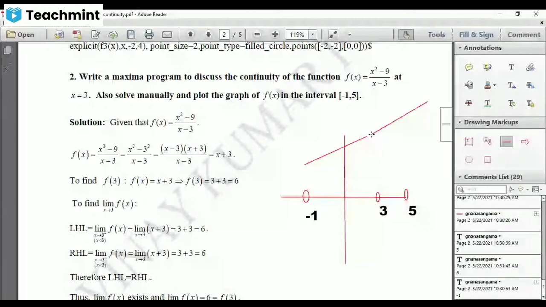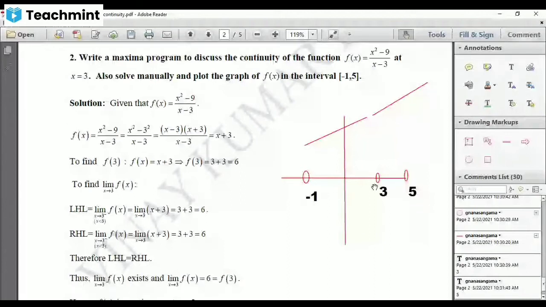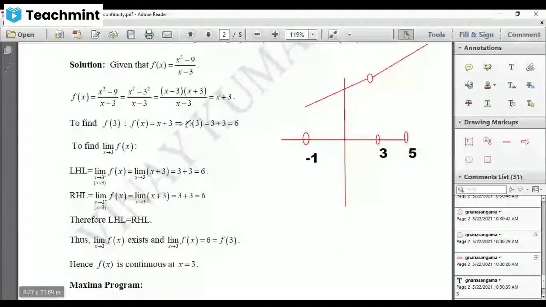So you got left hand limit and right hand limit, and both are equal. Therefore, limit of the function exists. And what is the value of the function at 3? At 3, it is 6. So if you join this, now see, it is a continuous function at 3. Limit of the function exists and it is equal to f of 3. Therefore, this function is continuous at x equal to 3.